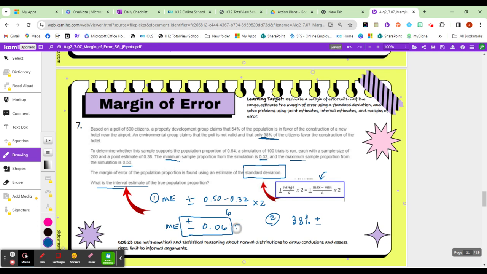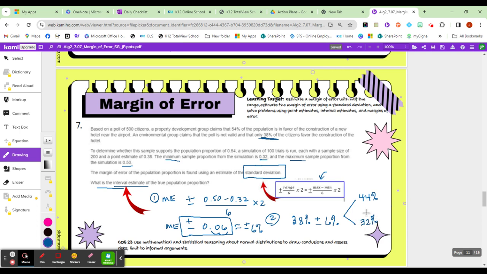Let's convert this into a percent. So we're going to have to move the decimal 2 places to the right. So our margin of error is going to be plus or minus 6%. So to find my interval, my low and my high, I've got to take 38% and add or subtract the margin of error. So that means I'm going to get a high and a low. So 38 plus 6 is going to give me 44. 38 minus 6 is going to give me 32.